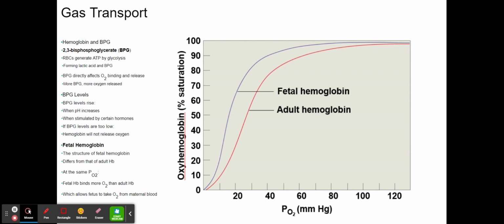The red blood cells of a developing fetus contain fetal hemoglobin. The structure of fetal hemoglobin differs from that of adult hemoglobin, giving it a much higher affinity for oxygen. At the same PO2, fetal hemoglobin binds more oxygen than does adult hemoglobin. This trait is key to transferring oxygen across the placenta. A fetus obtains oxygen from the maternal bloodstream.